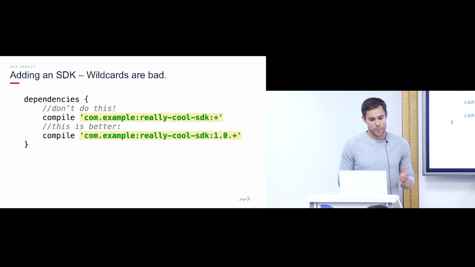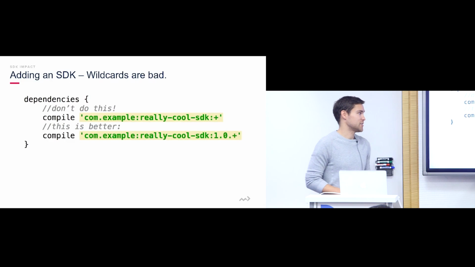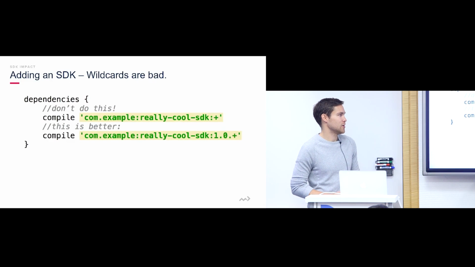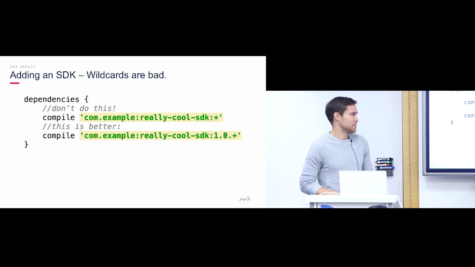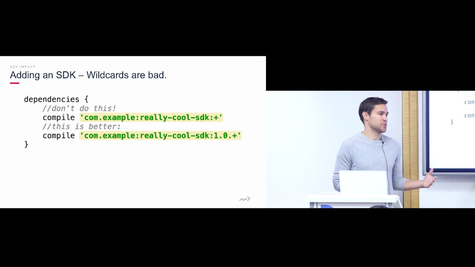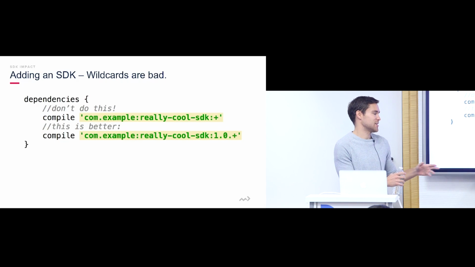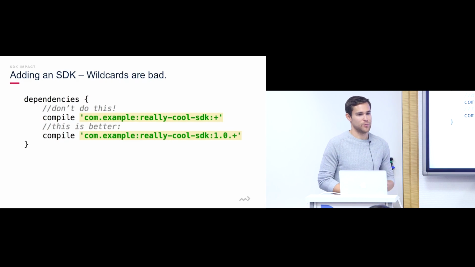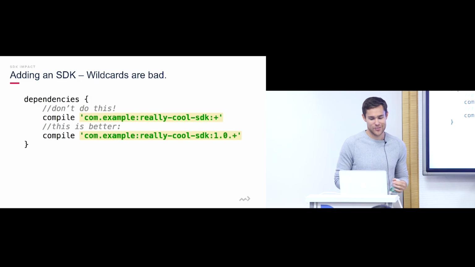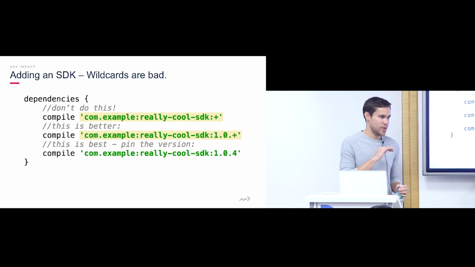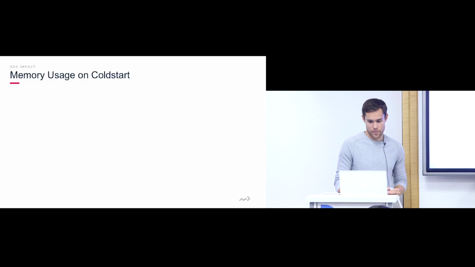This is a little better, right? So theoretically, if the SDK developer is following good semantic versioning, they won't change their interface methods, and good practice says that they won't change their SDK that much between minor versions, but you really don't know. So really, this is the best, right? Pin the version.